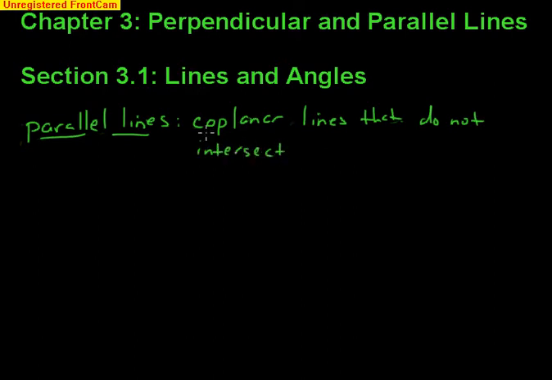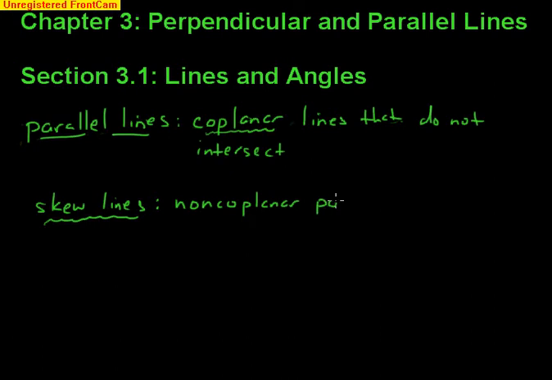So this word coplanar is interesting. Why do we add it? Well, we're going to talk about another pair of lines here in a second. We're going to talk about lines called skew lines. Now, we don't necessarily talk about skew lines a lot in this class, but it's good to know. Skew lines are non-coplanar lines that do not intersect.